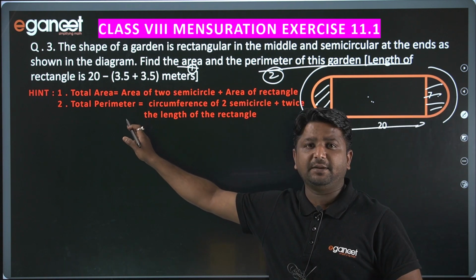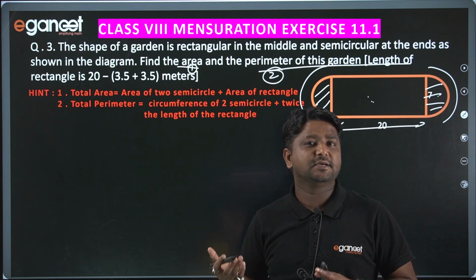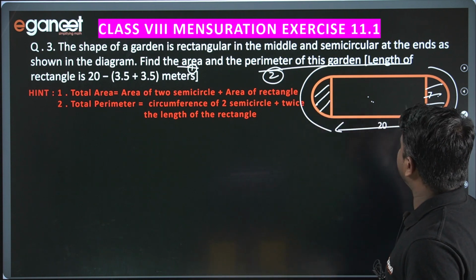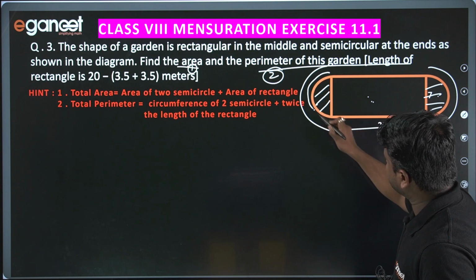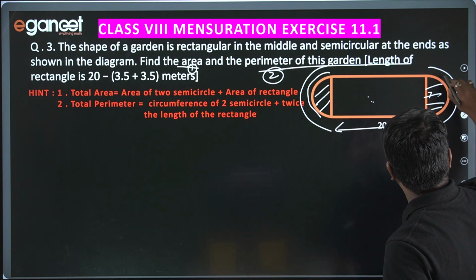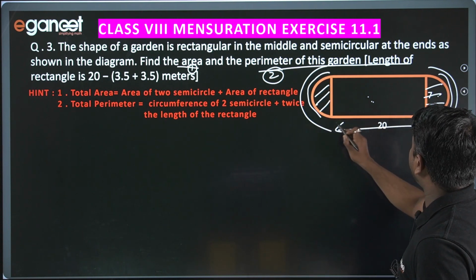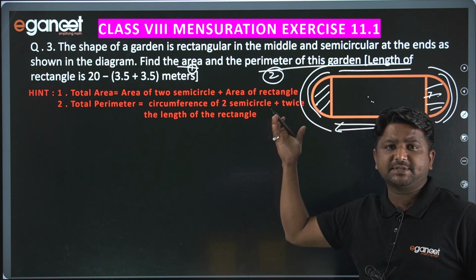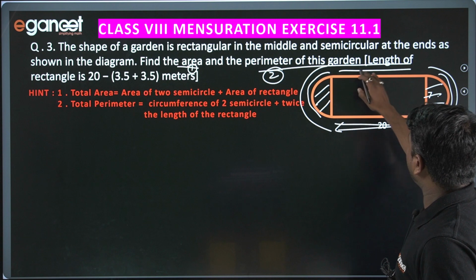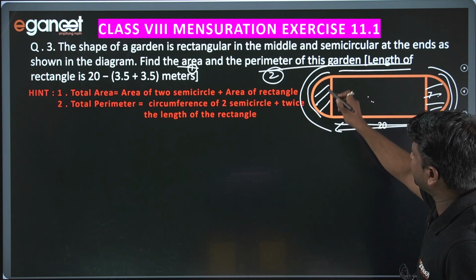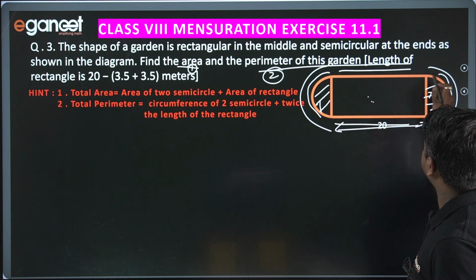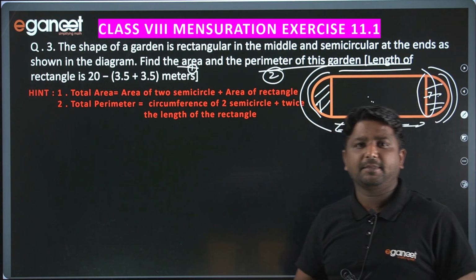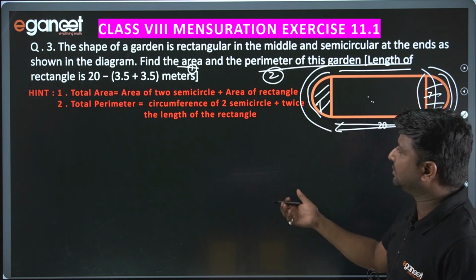Second thing, total perimeter. What is perimeter? It is the sum of all boundaries, right? So here the perimeter will be this semicircular arc, this semicircular arc and this length. So it will be 2 times the semicircular arc and only the lengths, not this part. You are not going to consider this diameter, you are not going to consider the breadth of the rectangle in the perimeter, right? Okay, so let's do it.